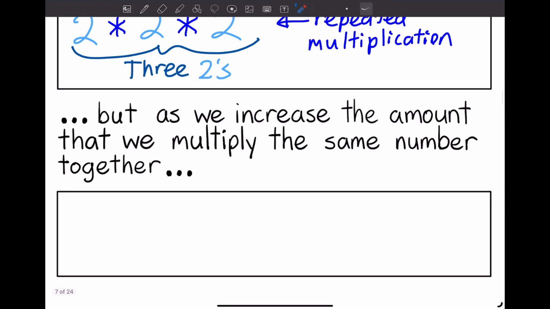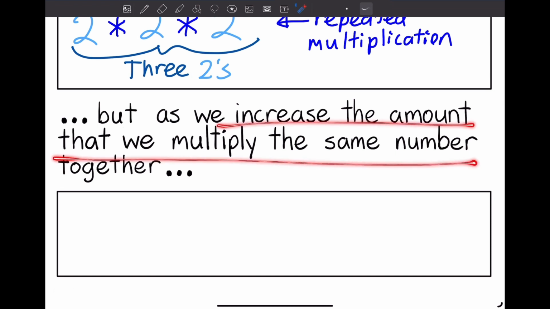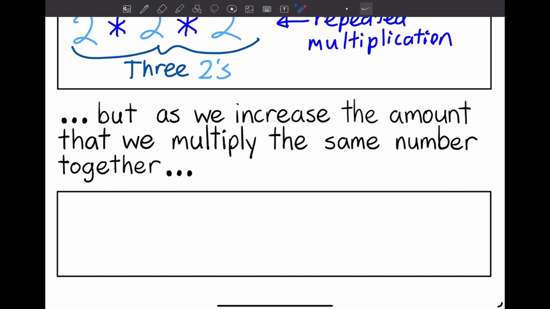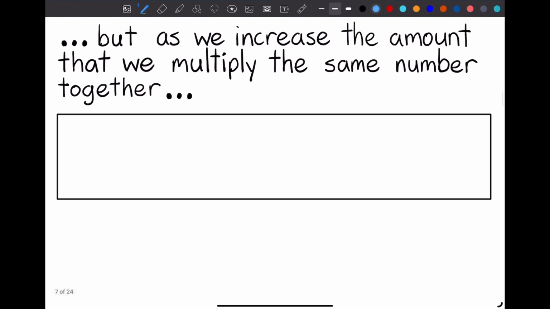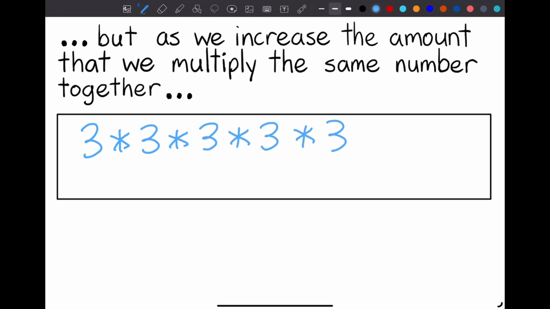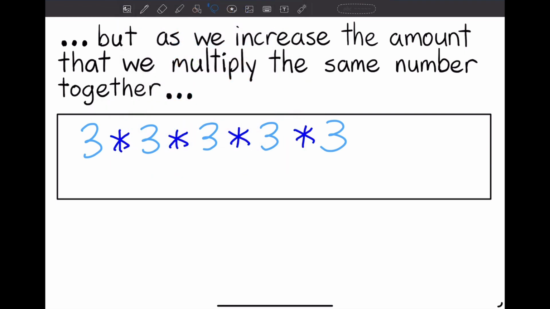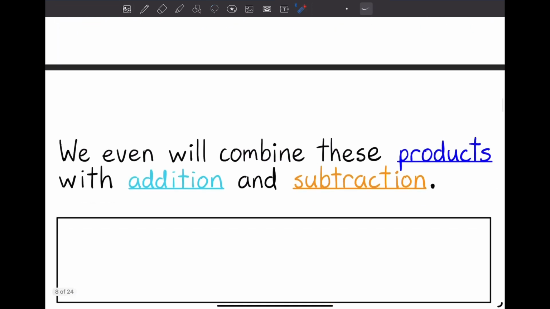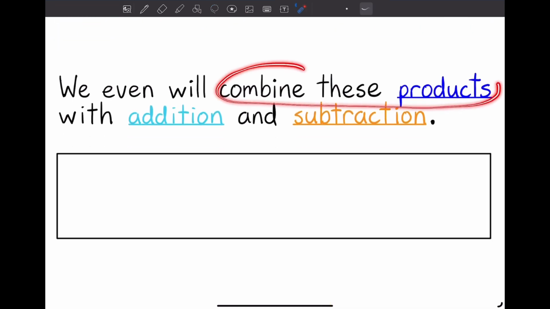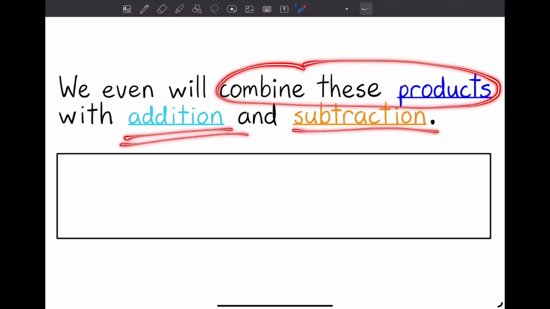However, as we increase the amount that we multiply the same number together, it becomes long very quickly. So let's say we're multiplying 5 3's together. We could write this as 3 times 3 times 3 times 3 times 3. And now multiplying 5 3's is becoming much longer than multiplying 3 2's. And this becomes more problematic when we want to combine these kind of products with addition and subtraction.